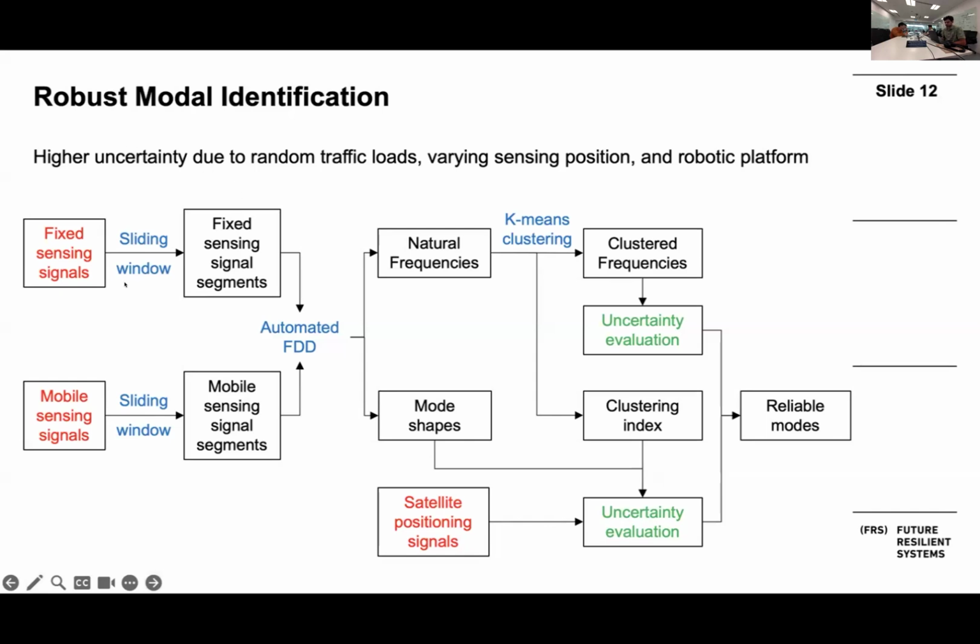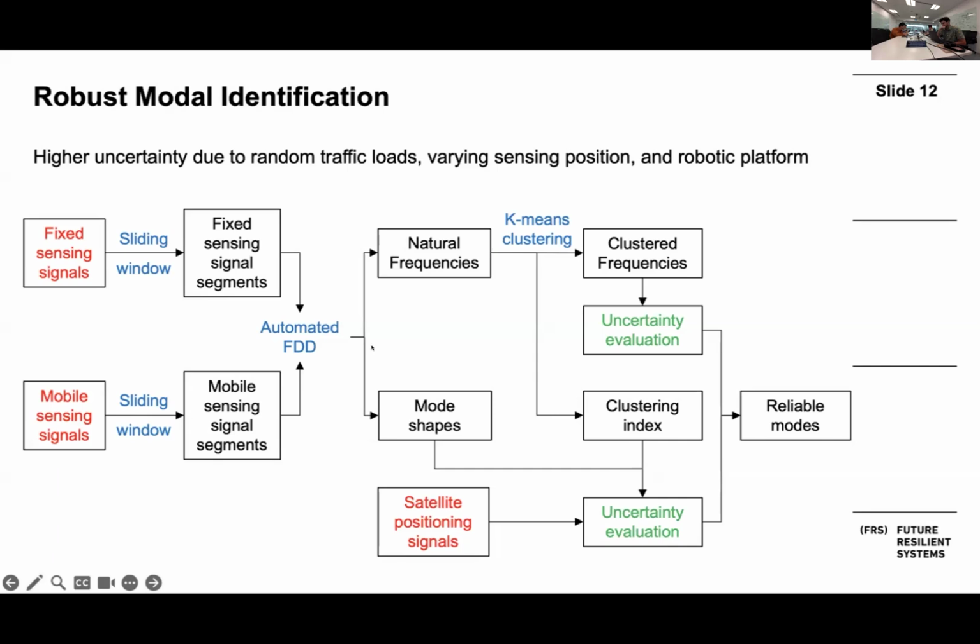The first step we did is to window the original signals. We use a sliding window to divide the original signals into many small segments. For each segment, we apply the automated frequency domain decomposition method, because this is a modal identification algorithm that is very suitable for processing short-term measurements. After this, we can get natural frequencies and mode shapes.